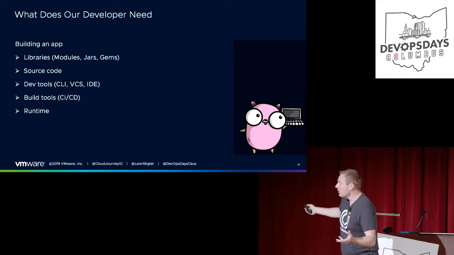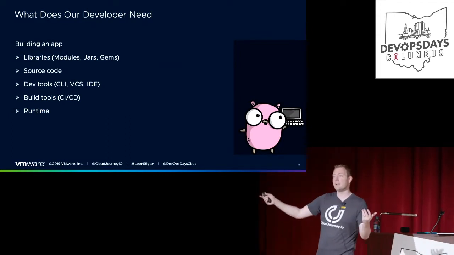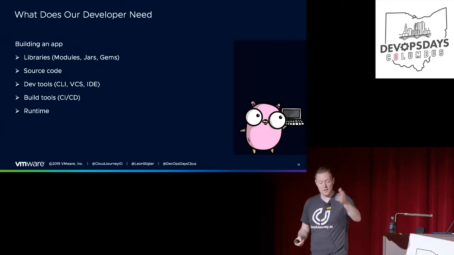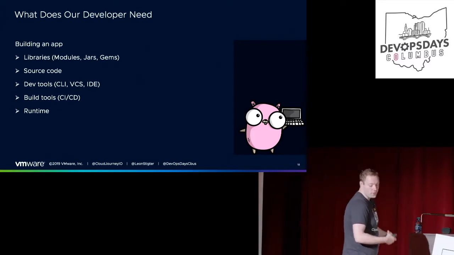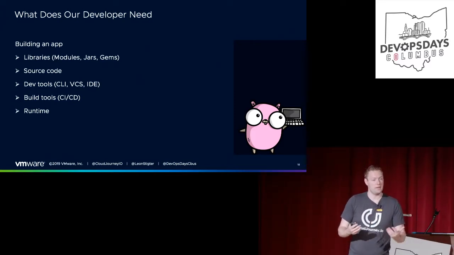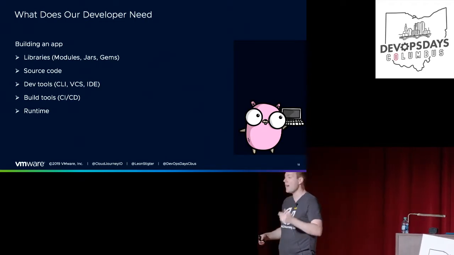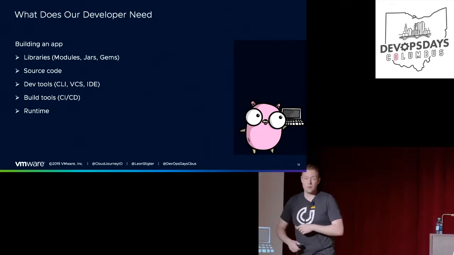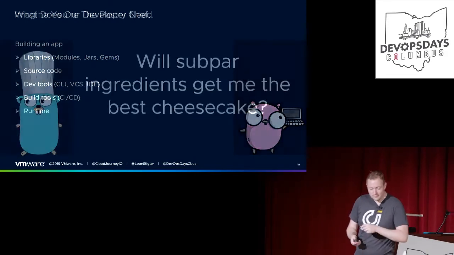So building an app is relatively similar. If you're building an app, you're going to need some ingredients like the libraries, the modules, the jar files, the gems. You're going to have some source code. You're going to have a bunch of dev tools that you need, like CLIs, version control systems, like GitLab, for example. You're going to have a bunch of build tools, and ultimately, you're going to have a runtime, like Kubernetes.